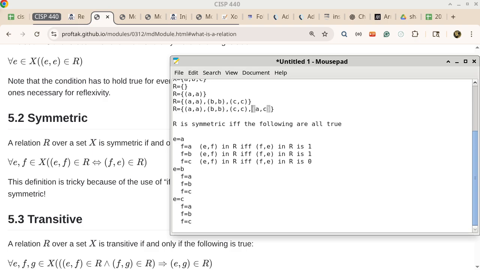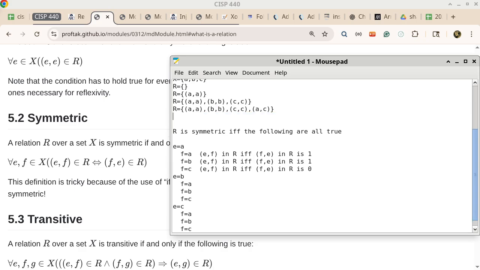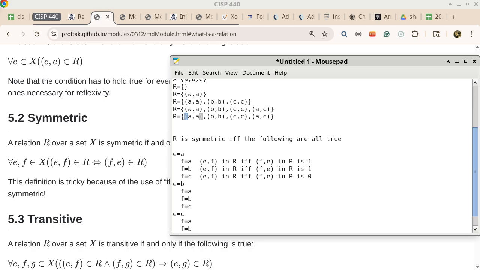So what if we are to put something back in it? What if we take this R and make it so that we don't have all of these? We keep one of them, and then we put CA in it. So now for this particular R, is it symmetric? It is symmetric. So this one is symmetric even though it is not reflexive. Are we good so far?